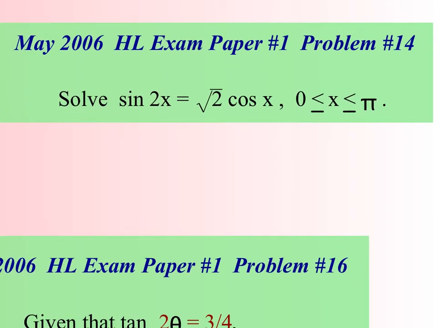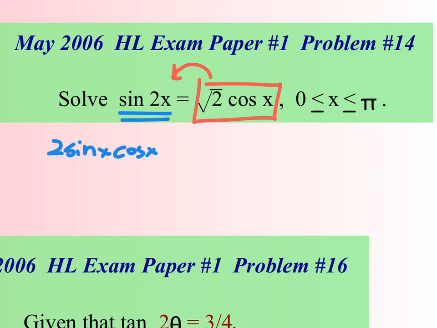2006, paper number 1. Paper number 1 is a no calculator paper. When solving this problem, I would most likely bring this term over to the left side and also go into my identity toolbox for that. So there's my identity there. I didn't go parentheses before, I won't start now. Alright, and I got it equal to 0.